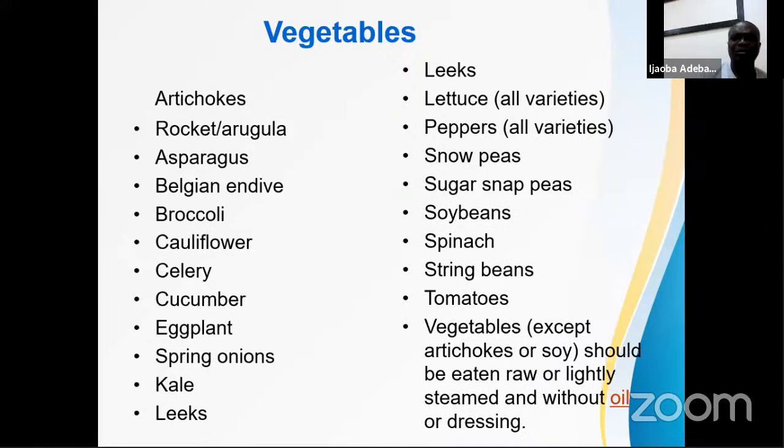Wonderful vegetables. Garnish them. Make sure you eat them almost raw, if need be, or slightly steamed without oil or dressing. You don't dress it with mayonnaise, you don't even need all of that stuff. All you need to do is go greens and enjoy your health.